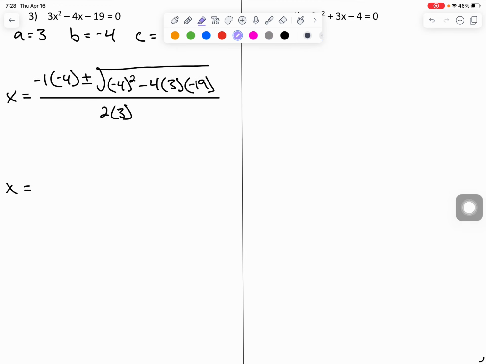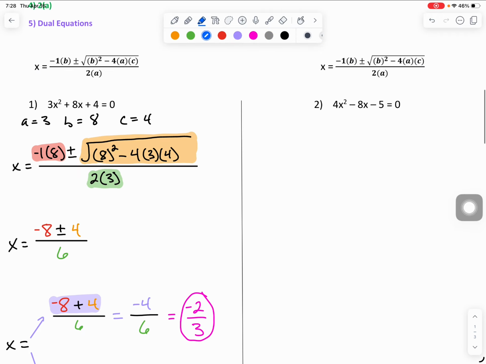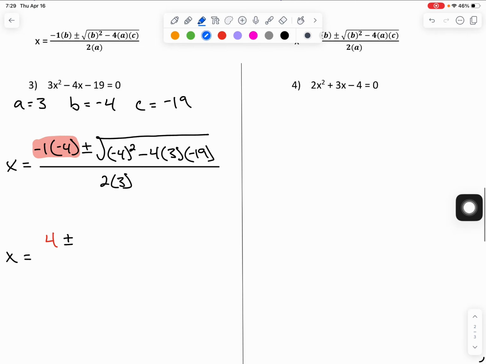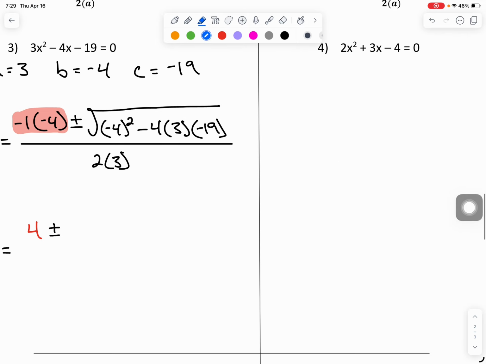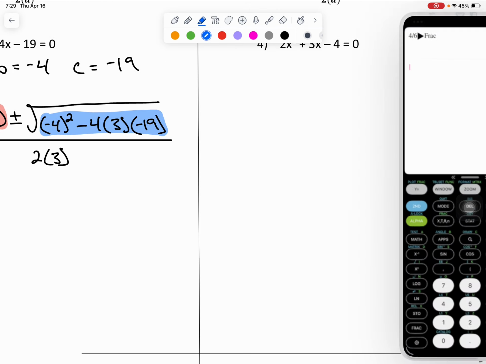Now the next steps are going to look similar as above, except for one thing will be different, well, maybe a couple. Negative 1 times negative 4. That's our 4. Bring down your plus minus with it. All right, now if you look at the first one, I highlighted in orange. We did it all together with the radical because we have a perfect square discriminant. However, for this one, we will not have a perfect square discriminant. So I'm just going to highlight what I see in blue and enter that into the calculator.